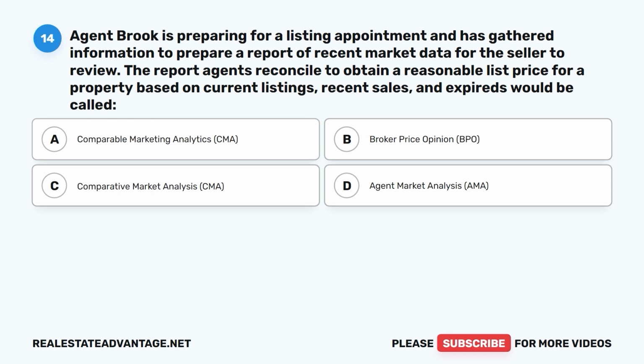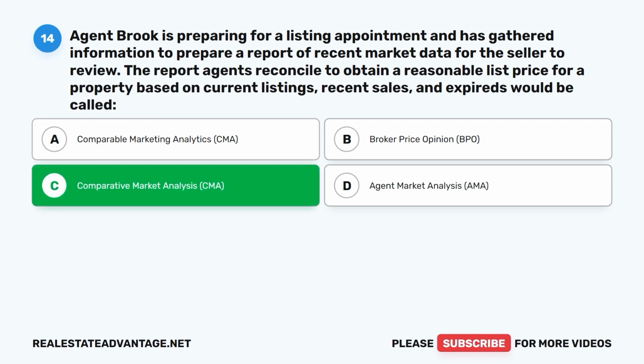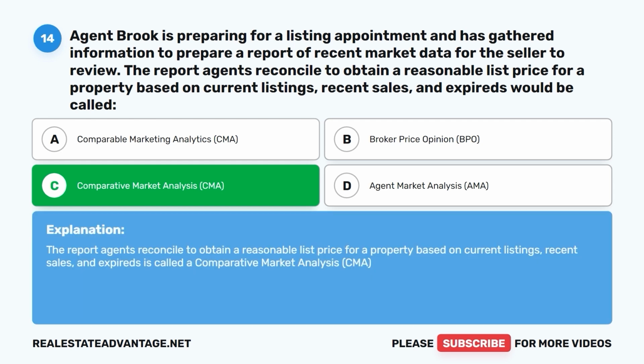The correct answer is C. Comparative market analysis, CMA. The report agents reconciled to obtain a reasonable list price for a property based on current listings, recent sales, and expireds is called a comparative market analysis, CMA.